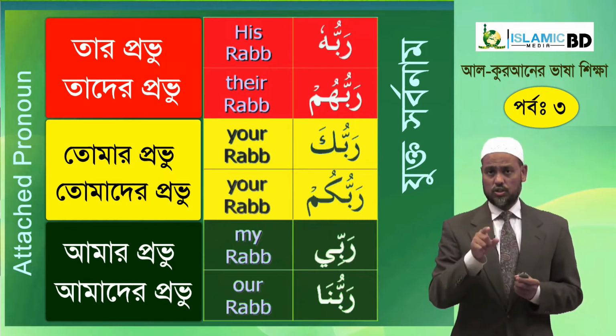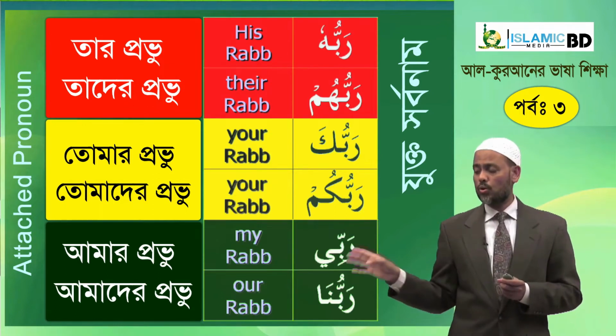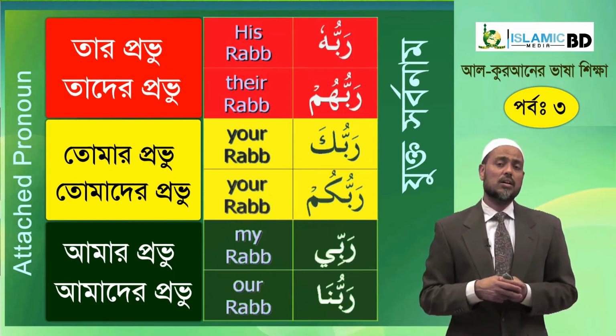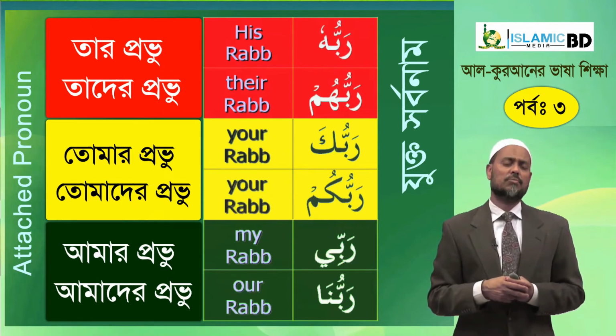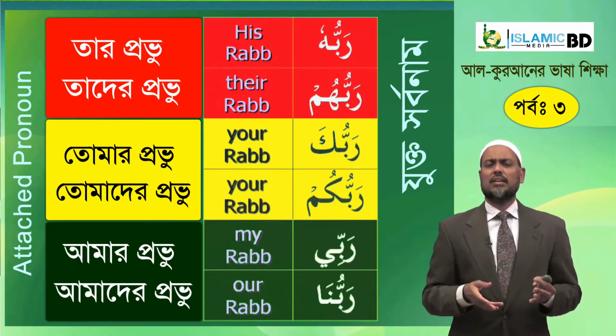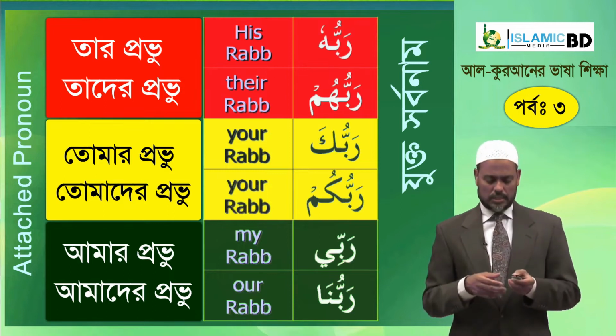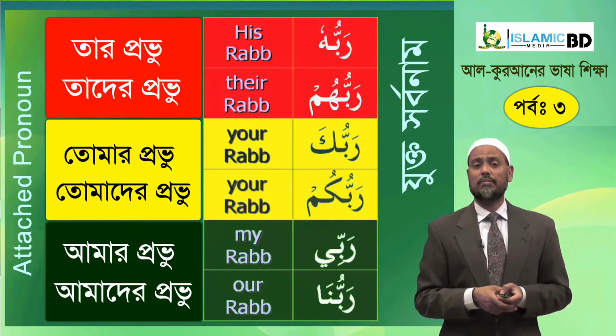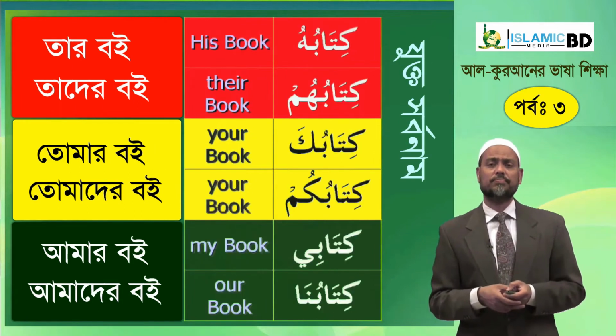These attached pronouns, hu, hum, ka, kum, i, na, come in the Quran, as I said earlier, almost 10,000 times. They are very precious. So if we do 5 minutes of repetitive exercise, it is nothing compared to the benefit that inshallah we will have by doing these exercises.